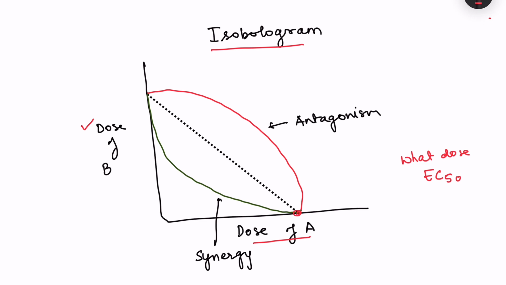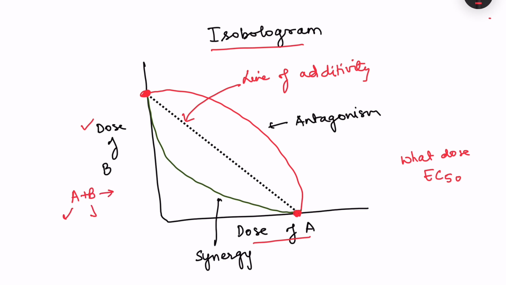So say here when we are using A alone, this is the dose which produces maximum effect. So B will be 0, A is this dose. And then dose B, say this is the dose which produces the 50% of maximum effect. Now we draw a line which is connecting these two dots. This is known as line of additivity or isobol.